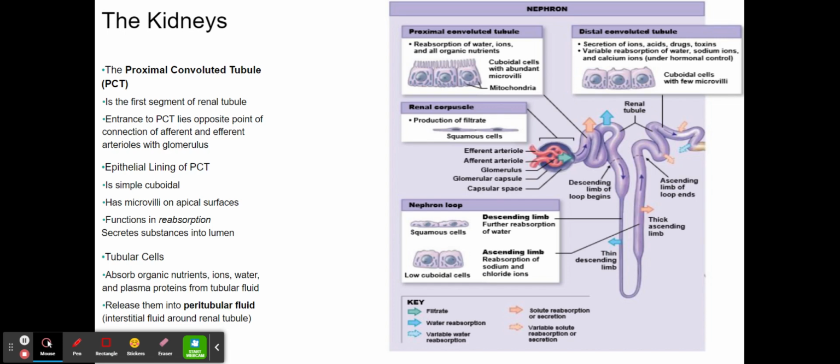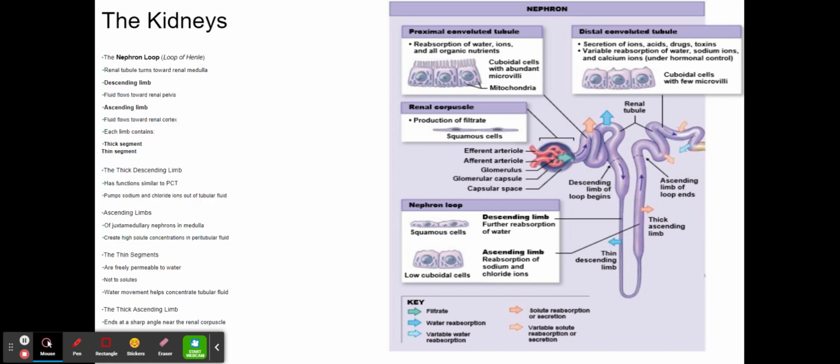The tubular cells reabsorb organic nutrients, ions, water, and plasma proteins, if they're present, from the tubular fluid and release them into the peritubular fluid, the interstitial fluid surrounding the renal tubule. The reabsorbed substances in the peritubular fluid eventually re-enter the blood. Reabsorption is the primary function of the PCT, but the epithelial cells can also secrete substances into the lumen of the renal tubule. The PCT makes an acute bend that turns the renal tubule towards the renal medulla.